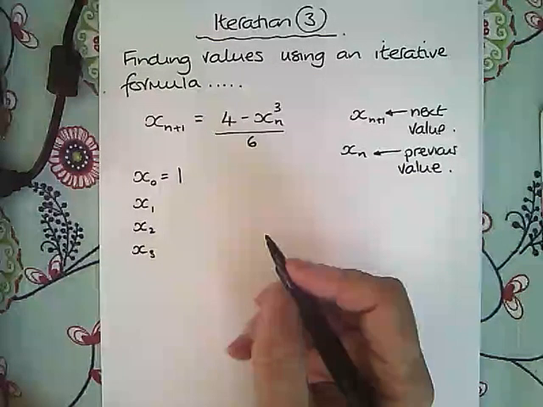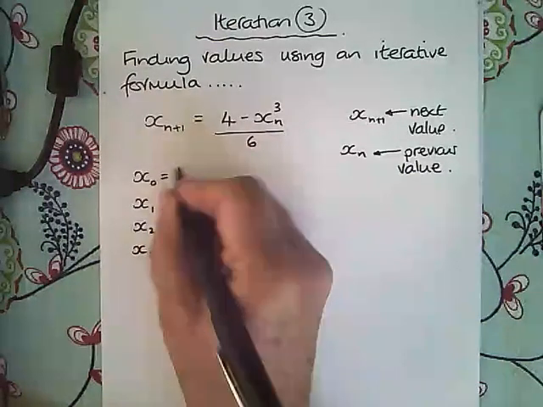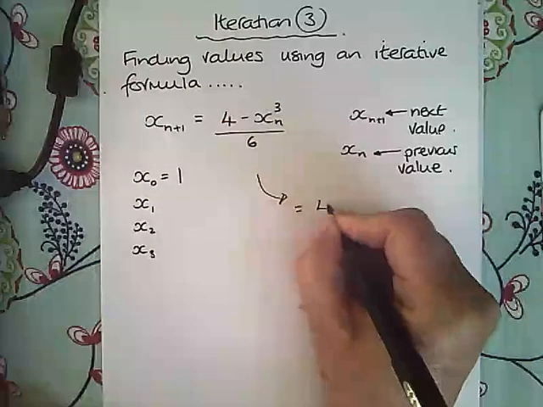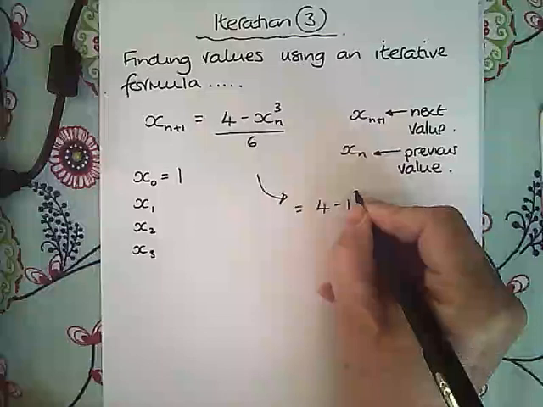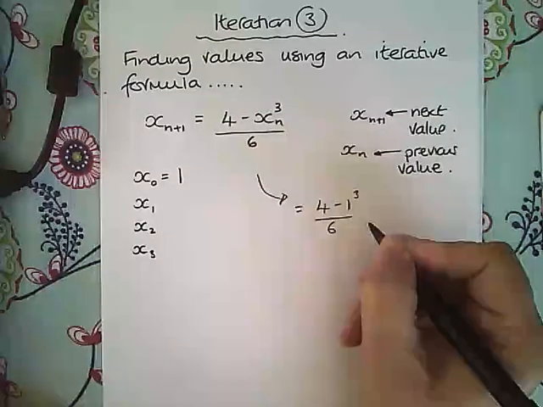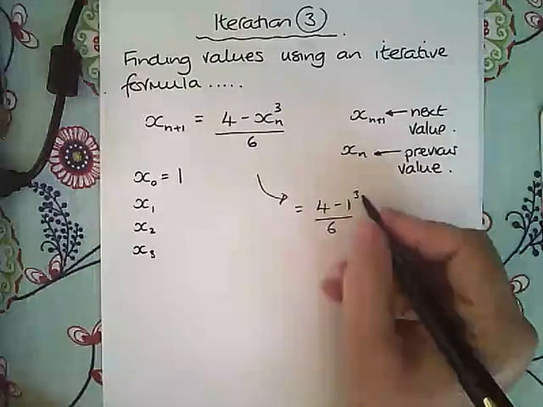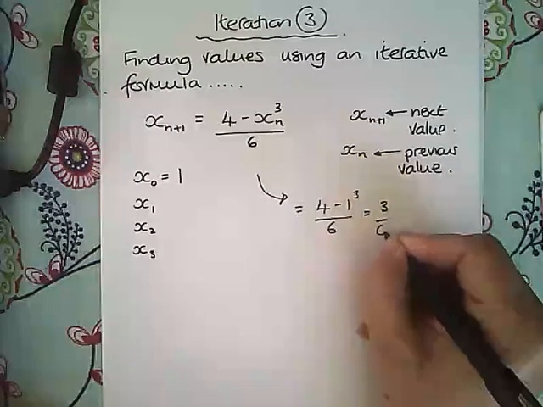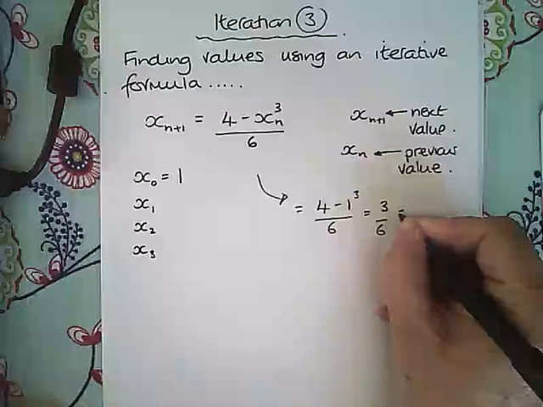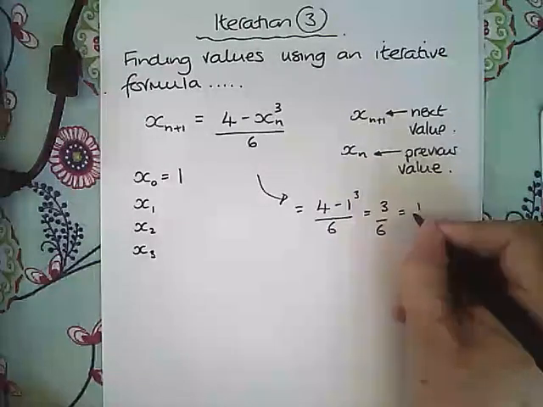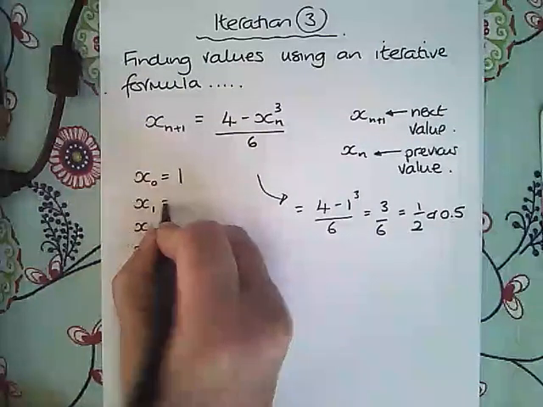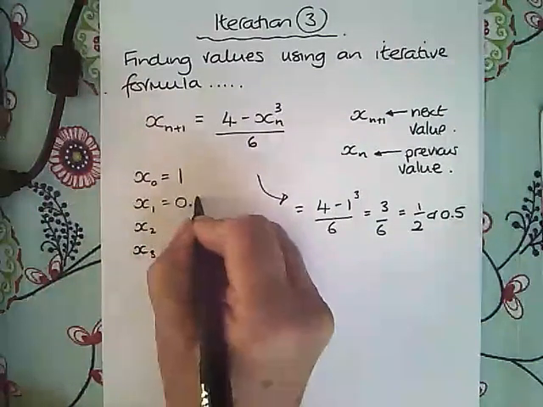So we are putting x equals 1 into this formula. So it becomes 4 take away 1 cubed, all divided by 6. 1 cubed is 1, 4 take away 1 is 3, so that becomes 3 over 6, which we would write as either a half or 0.5. And that is our value of x1.